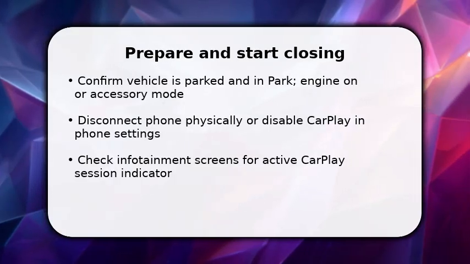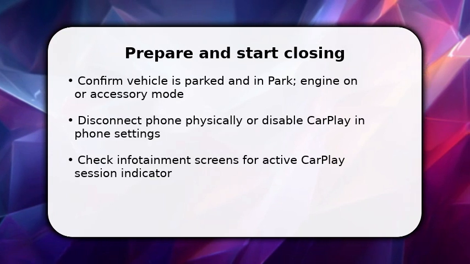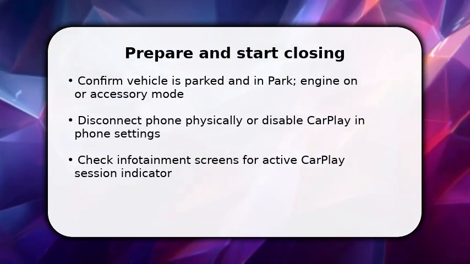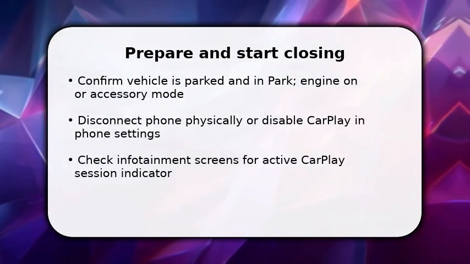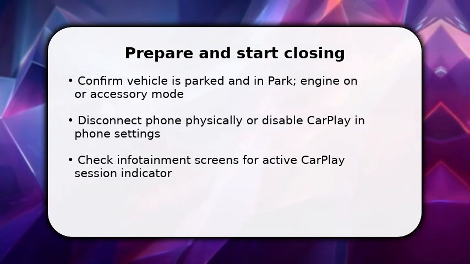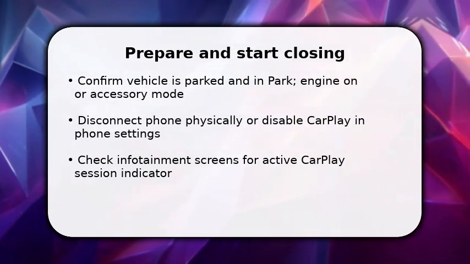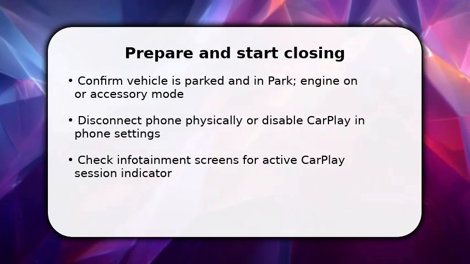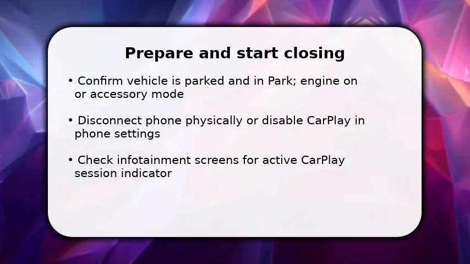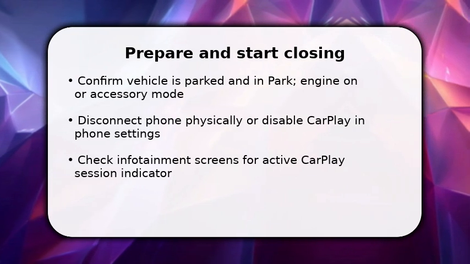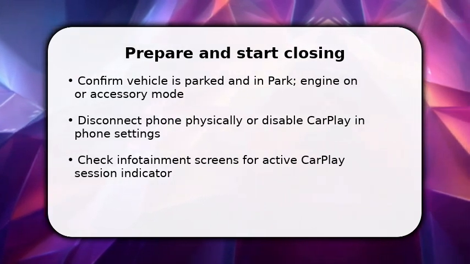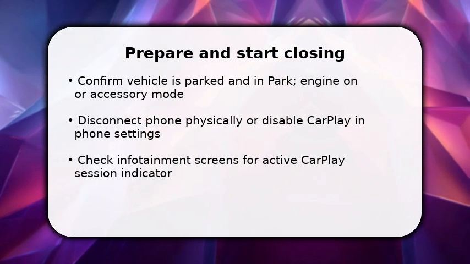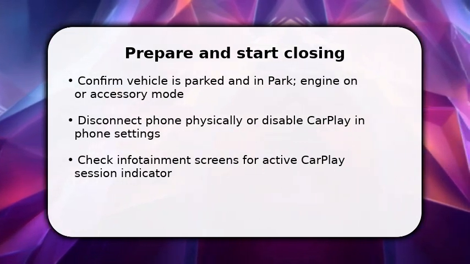You're going to stop CarPlay now. First, ensure the car is parked and safe. With the engine on or accessory mode, unlock your phone and go to Settings, General, CarPlay to view connections. If a USB cable is active, unplug it now so the system loses the wired link. Once done, glance at the infotainment display for the CarPlay interface. If it's still active, you'll move to the in-car controls next to terminate the session properly.